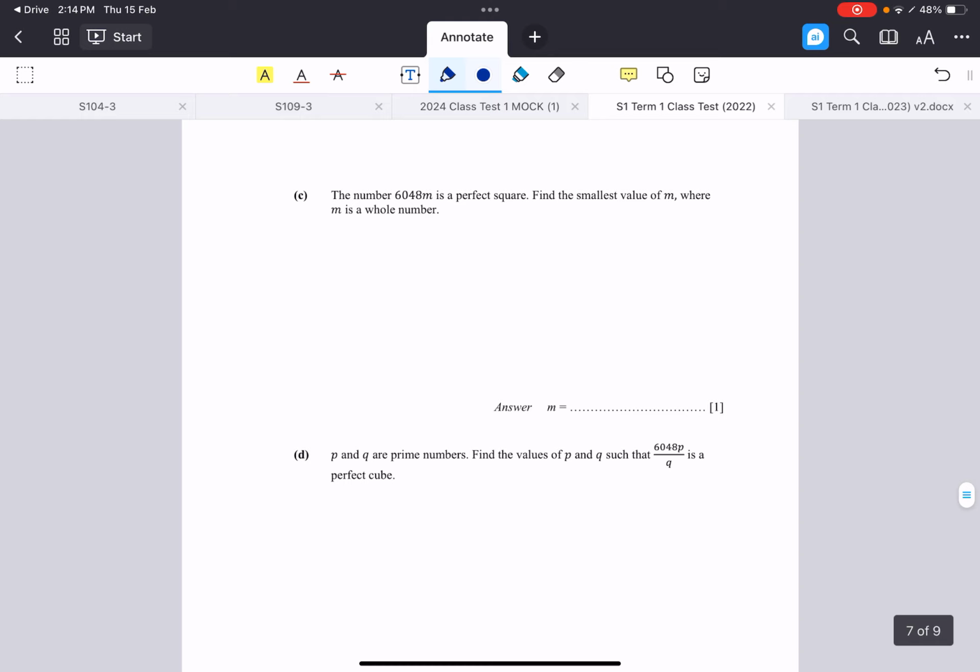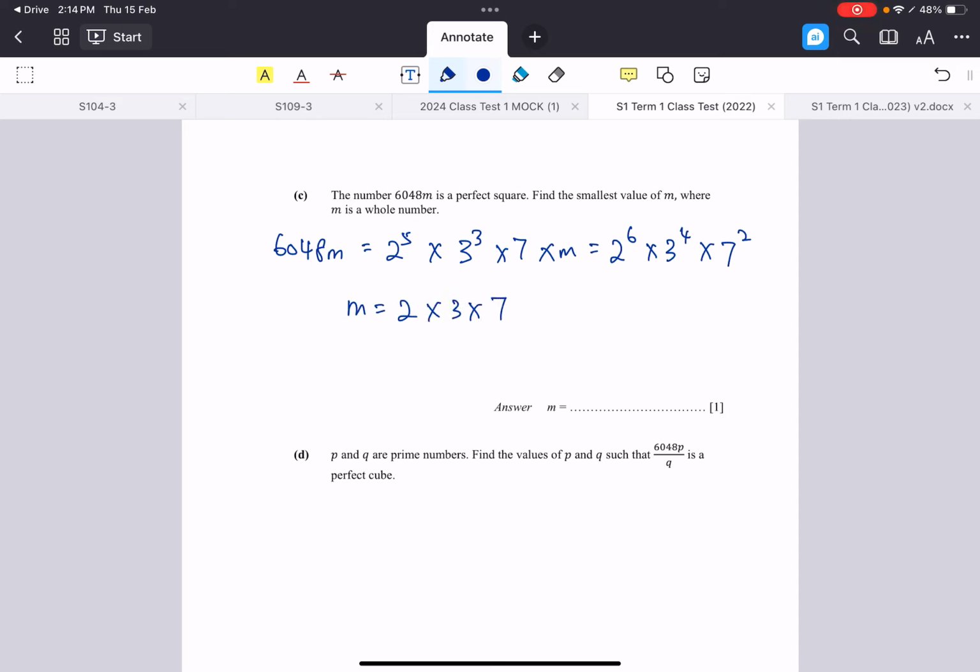Okay, next one. Well, the number 6048m. Now, if we multiply by m, it becomes a perfect square, right? So what happened? 6048m is actually 2 to the power 5 times 3 to the power 3 times 7 times m. And if this is the perfect square, it's 2 to the power 6, 3 to the power 4, 7 to the power 2. So quick comparison, m is actually 2 times 3 times 7, which gives us 42.